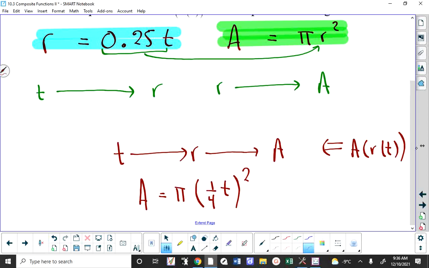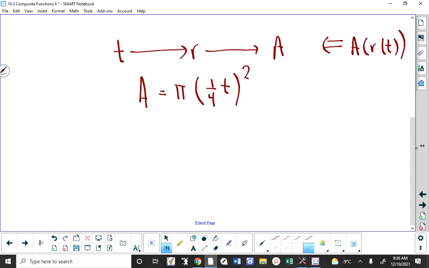I think when you square 0.25, you get 0.0625. I don't know. But I know when you square a quarter, you get 1/16. It's easier for me. So I need to square the quarter, I need to square the t, and we end up with area equals 1/4 squared, which is 1/16 times pi times t squared. Any questions with example 2?